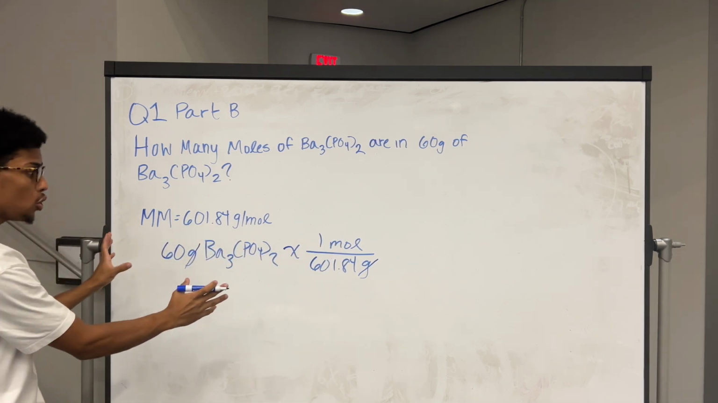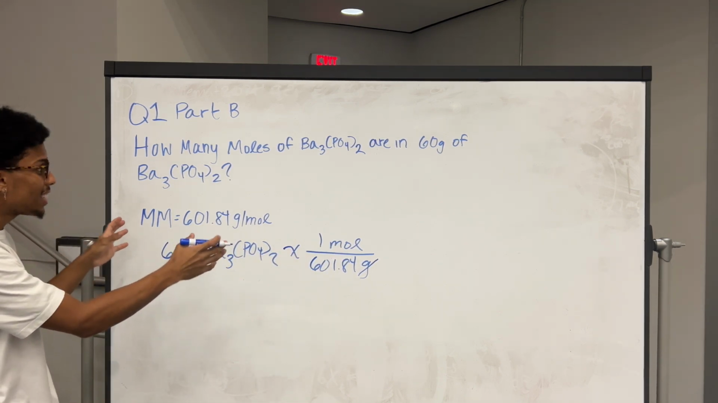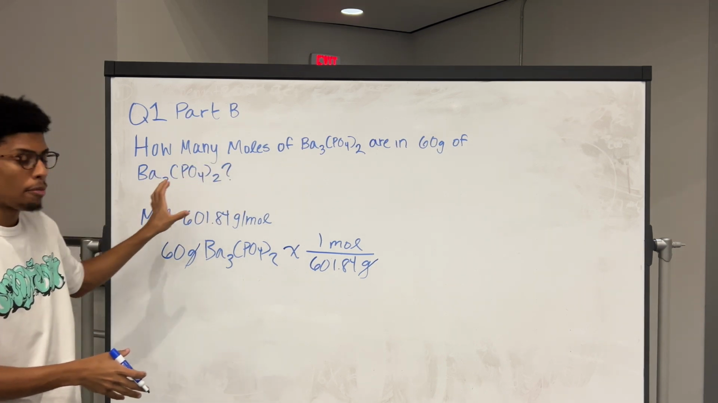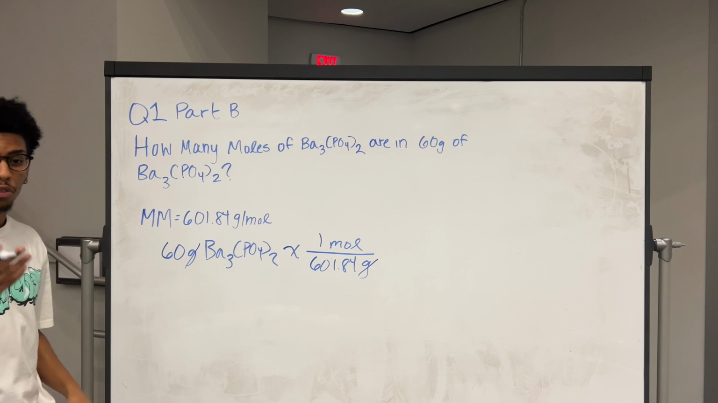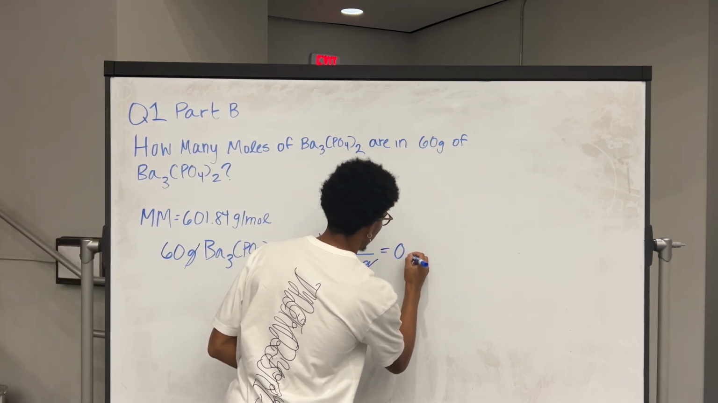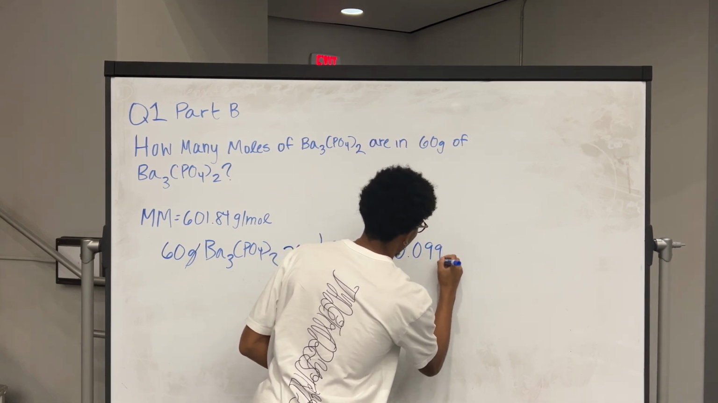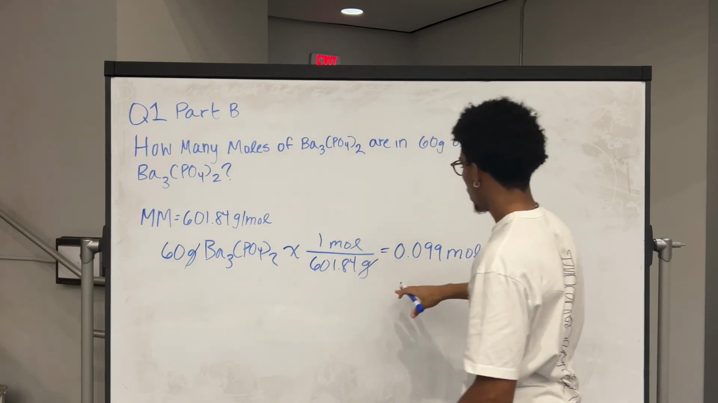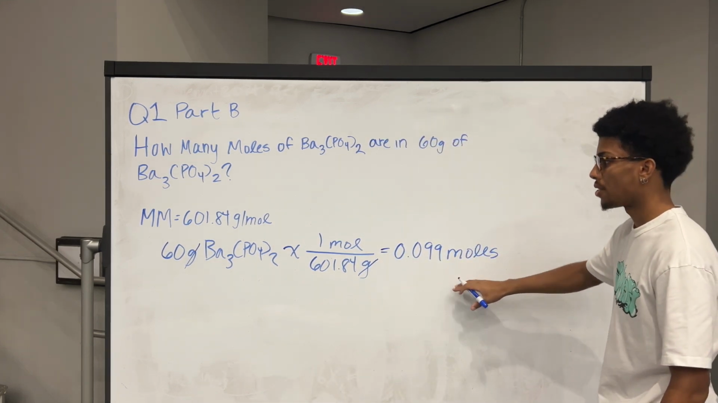And so all you have to do is plug this into the calculator, and it's going to give you how many moles are in 60 grams of barium phosphate. And so if you plug that into your calculator, you're going to get some number that looks like this. And this is your final answer.